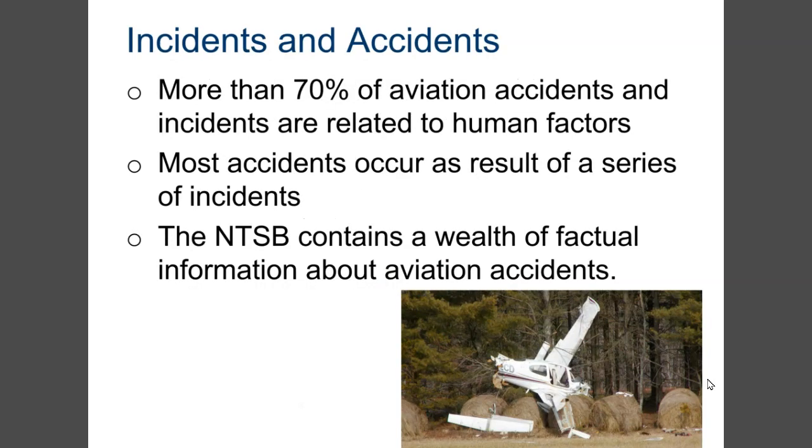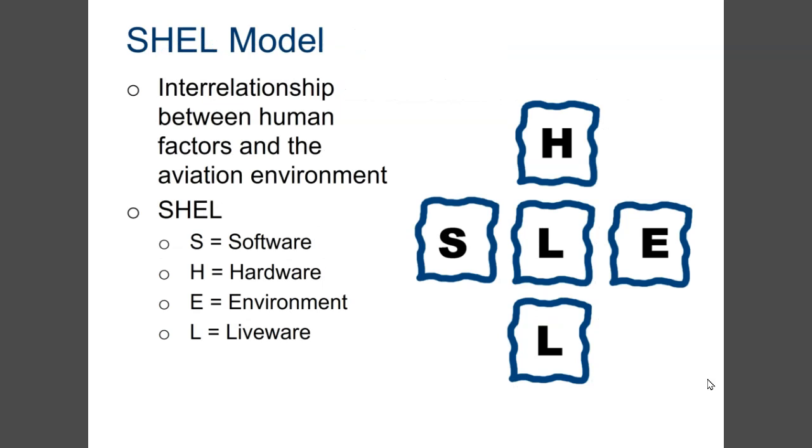What this is saying is that most accidents and incidents are things that go wrong. Accidents are when things really go wrong. Okay. And usually an accident is a series of incidents, and most of the contributing factors to incidents and accidents are human. So this is the SHEL model.